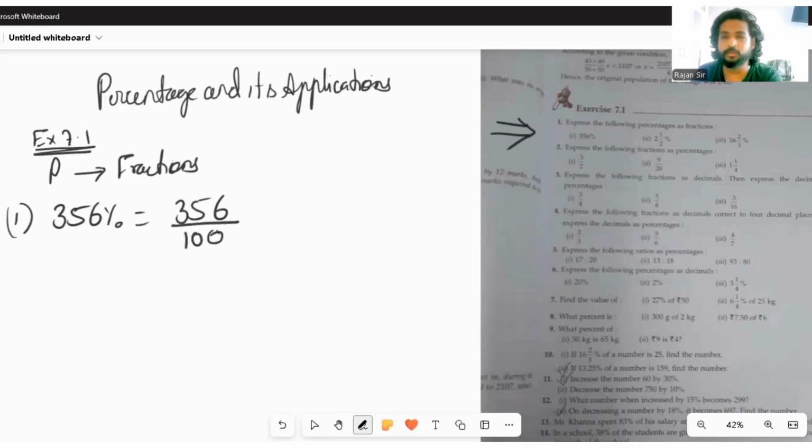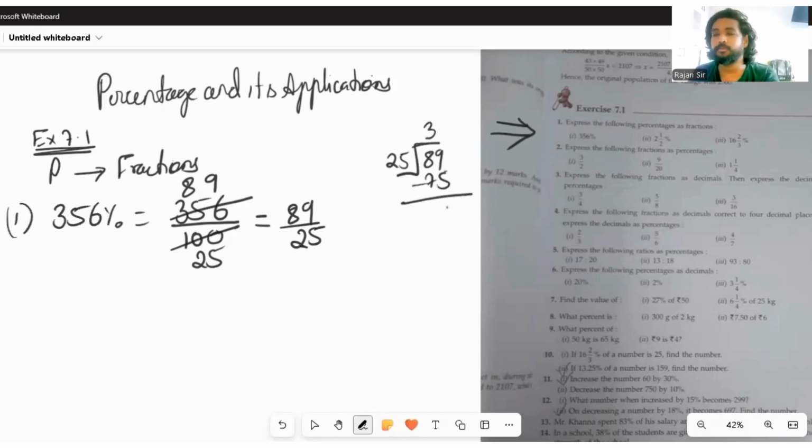Now you can start with 4. So we have 4 25s. We have 4 8s are 32, and then you have 4. So we have 89 by 25. Now you have to convert this into a mixed fraction as well. So you can take 89 divided by 25. We know 25 3s is 75, and that is 14. So this can be written as 3 and 14 upon 25. 14 is the remainder. That's your answer.